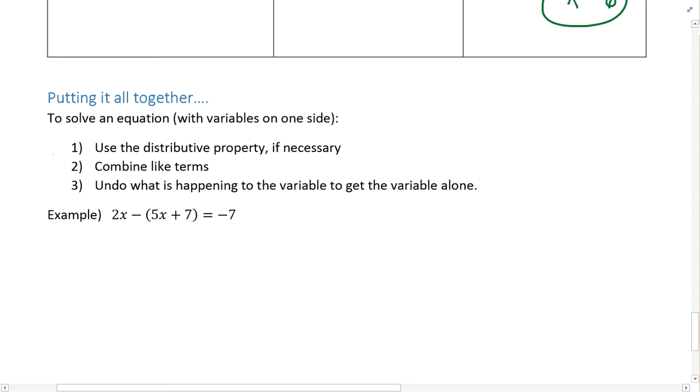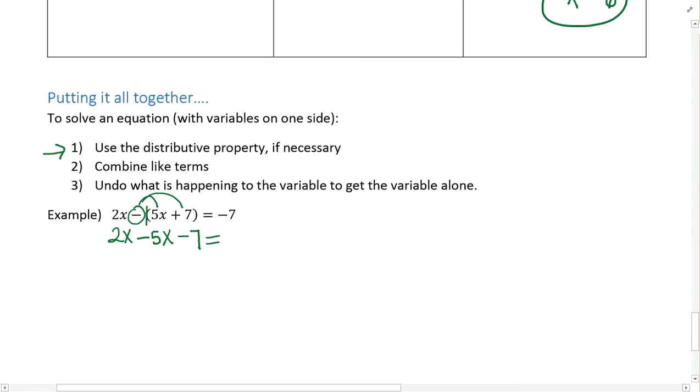So in general, we always do the distribution first if there is any. So in this case, we do have one. We have parentheses and we have a negative sign on the outside. Remember, that's like a negative 1. So we're going to distribute a negative 1. So let's do that first. 2x minus 5x minus 7. Distributing a negative just makes everything the opposite sign.